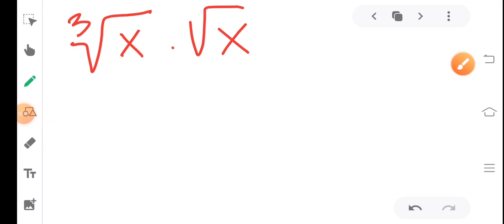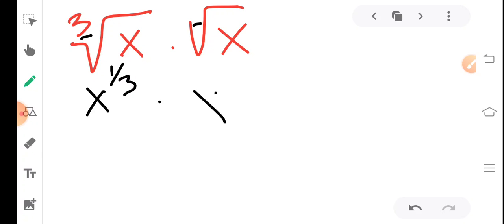How to multiply involving radicals. In multiplication with radicals, we have to make sure that our indexes are the same. In this case, our indexes are 3 and 2, so we have to rewrite it into exponential form. We get x to the power of 1 over 3 times x to the power of 1 half. Our objective is to make their indexes the same.